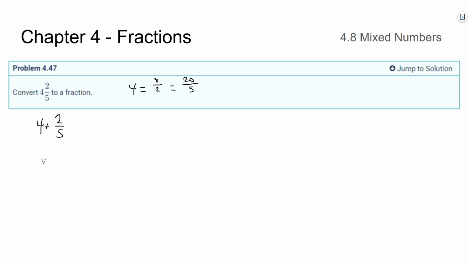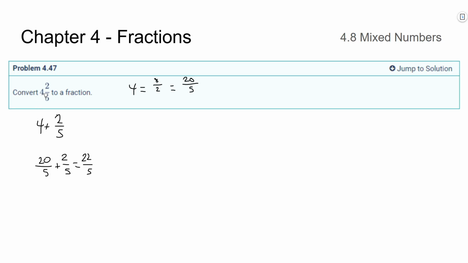So let's go ahead and swap that out, because now we can actually add these two. So if we have 20/5 plus 2/5, and that would be 22/5. So basically you just create a fraction with the common denominator and then you can add them.